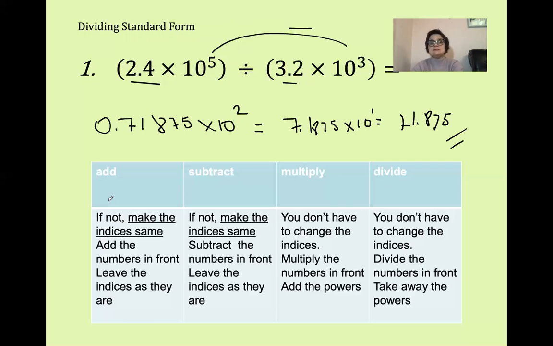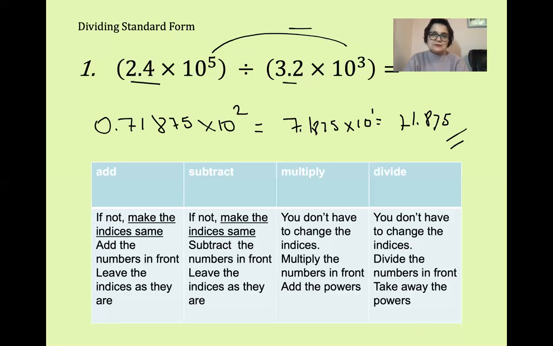So these are all the rules of multiplying, dividing, subtracting, and adding. So remember, we have to change the powers, or the indices, only when you add or subtract standard forms. If we multiply and divide, you don't have to change the powers. Just add the powers if you multiply and multiply the numbers, or take away the powers if we divide and then divide the numbers. So remember, you need to learn these rules off by heart. The rules are similar actually to when we use x's and y's in algebra, multiplied terms with different powers, like terms with different powers.